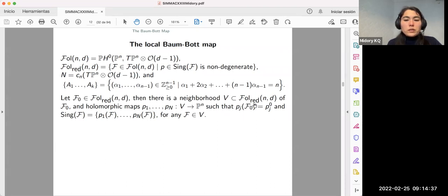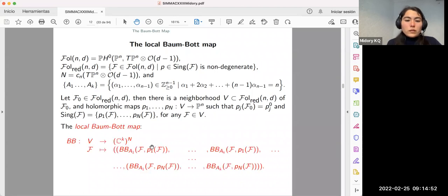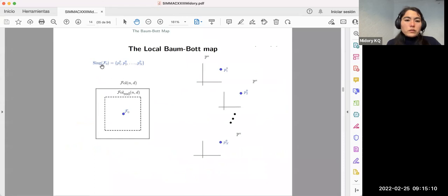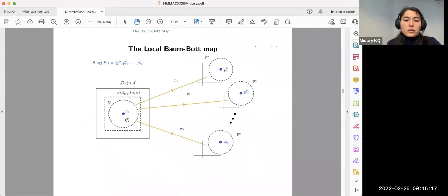We can have a neighborhood inside this space of reduced foliations. We can define holomorphic maps that assign to each foliation in that neighborhood its singular points. So the local Baum map will be, for each foliation, you assign the Baum indexes at each singular point, from the first one till the last one. So if we have an initial foliation here that is reduced, and we have the singular points, then we get holomorphic maps that assign to each foliation here its singular points. So we can define the local Baum map at each singular point.